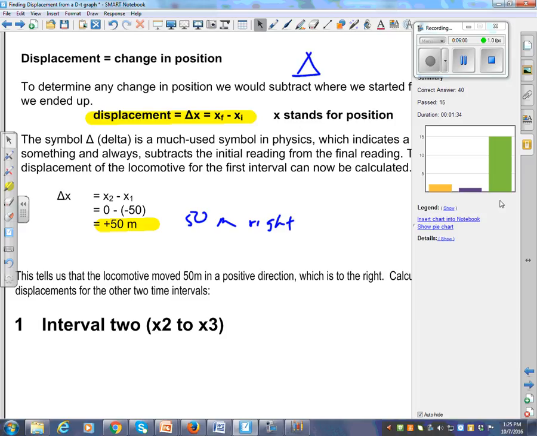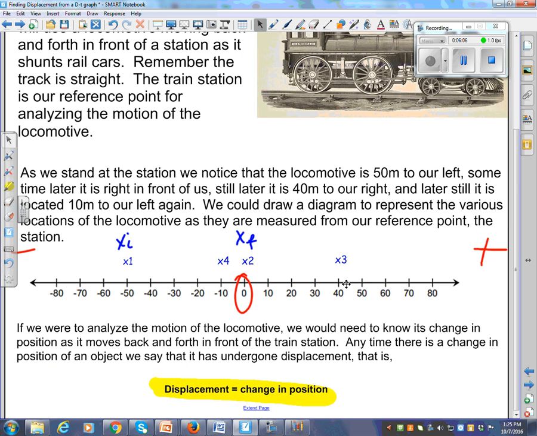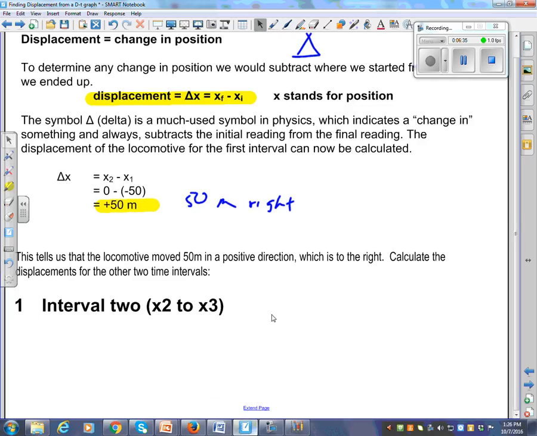Where do these numbers come from? From x2 to x3. Let's go back to the number line. From x2, it's going from here, 10, 20, 30, 40. Its displacement is plus 40. We don't want to count. We want to learn how to do it when we can't count. Final, that's where I ended up, like a resultant. Final minus initial. 40 minus 0 is 40. Okay, do the next one.